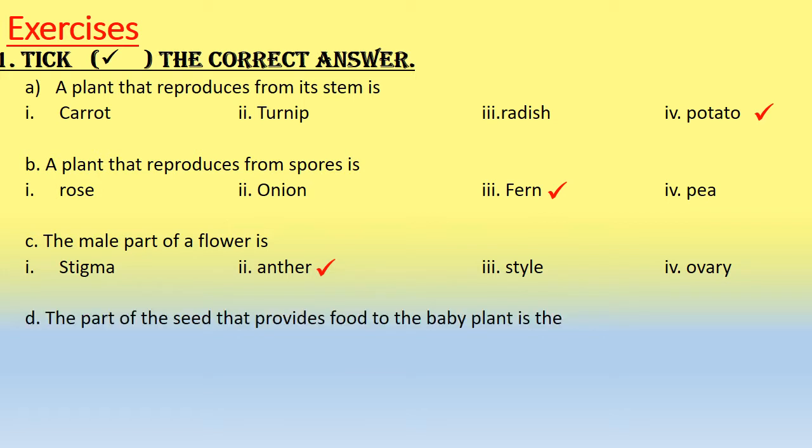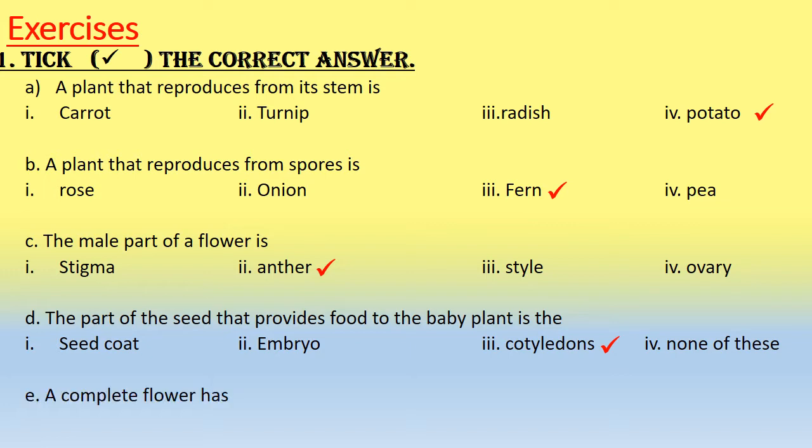Part D, the part of the seed that provides food to the baby is, you now have four options: seed coat, embryo, cotyledons or none of these. So here the correct answer is cotyledon. This part of the seed will provide food to the baby plant. Part E, a complete flower has one whorl, two whorls, three whorls or four whorls. So the correct answer is four whorls.